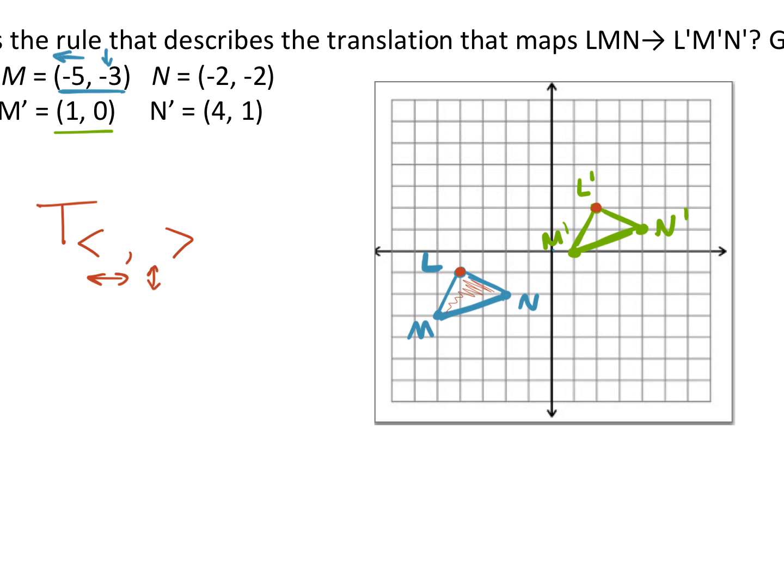As long as you put that in the Y spot, that's okay. Okay, so this is going to be 1, 2, 3, 4, 5, 6 units to the right. Is that positive or negative?